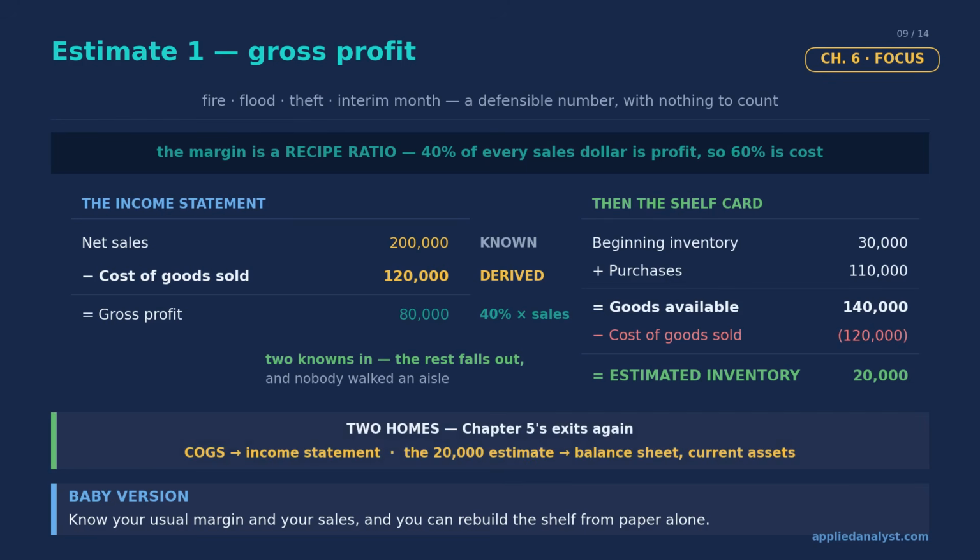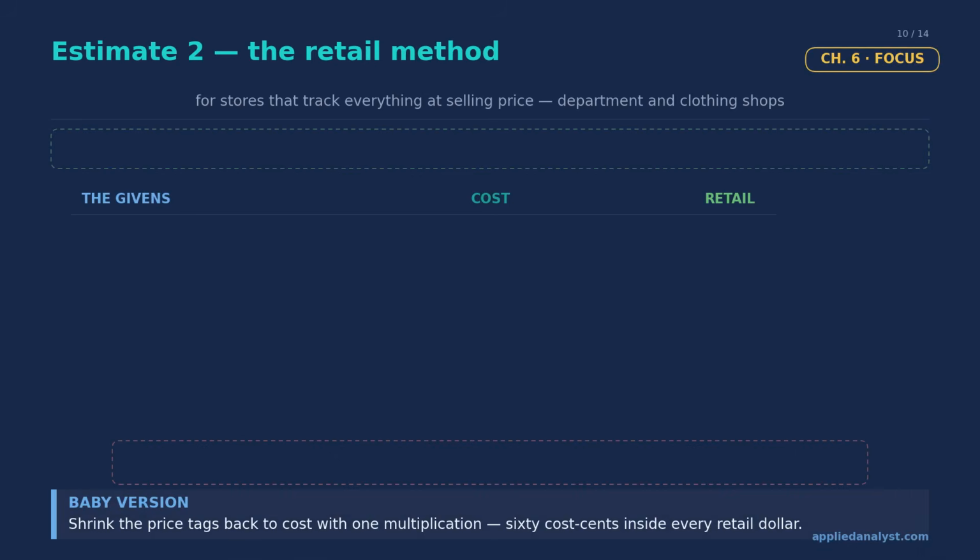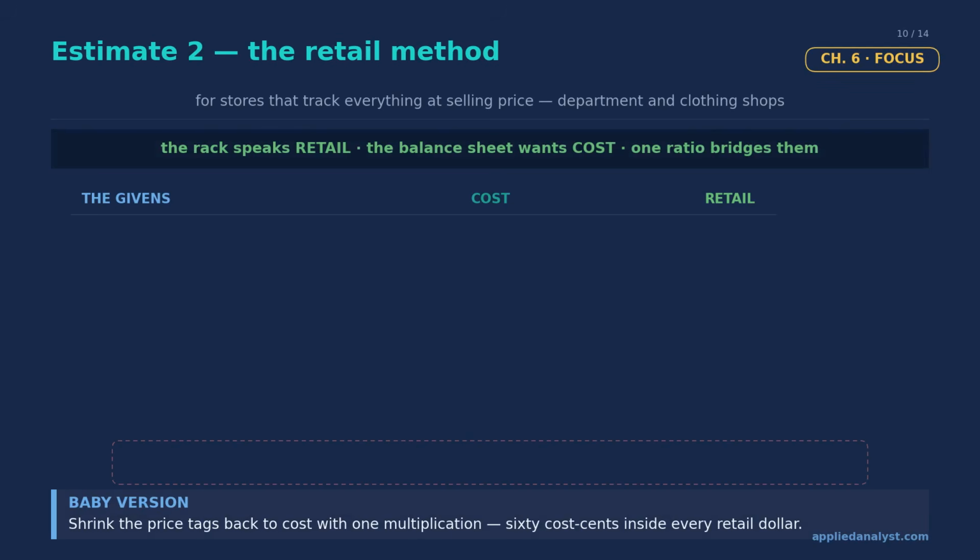Chapter 5's two exits again. Cost of goods sold to the income statement. The $20,000 estimate to the balance sheet. Current assets. Tool 2. The retail method, built for stores whose whole world is price tags. The rack speaks retail. The balance sheet wants cost. The bridge is a single ratio.